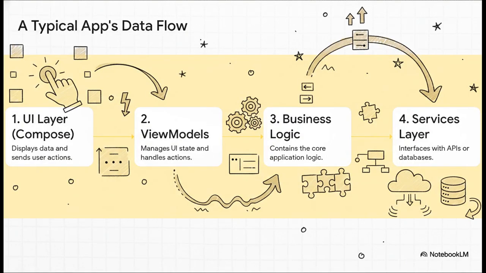Let's just trace what happens when a user does something. It all starts at the UI layer with your Compose code. A user taps a button, which sends an action to the view model. The view model might call a use case to do some business logic, which then talks to a service layer to grab some data from an API. That data then flows all the way back up, updates the state in the view model, and boom, that automatically triggers the UI to recompose and show the new information.